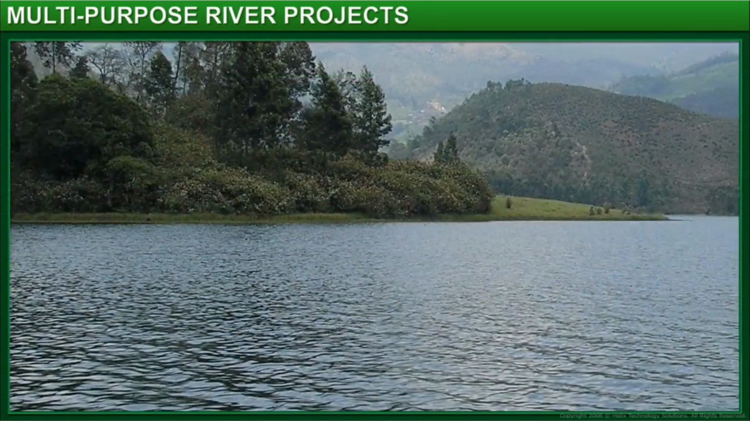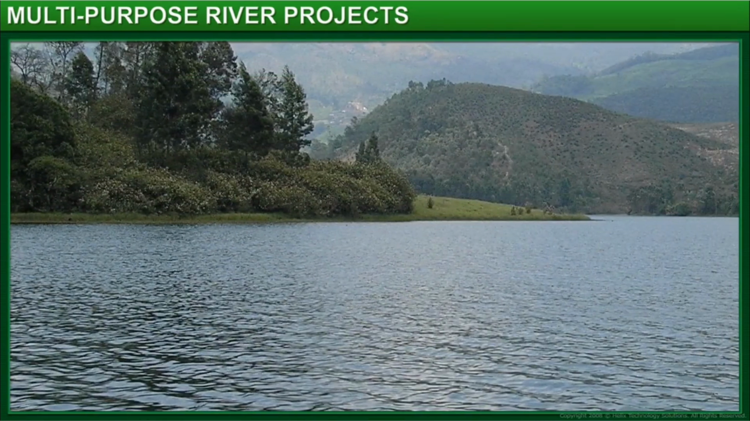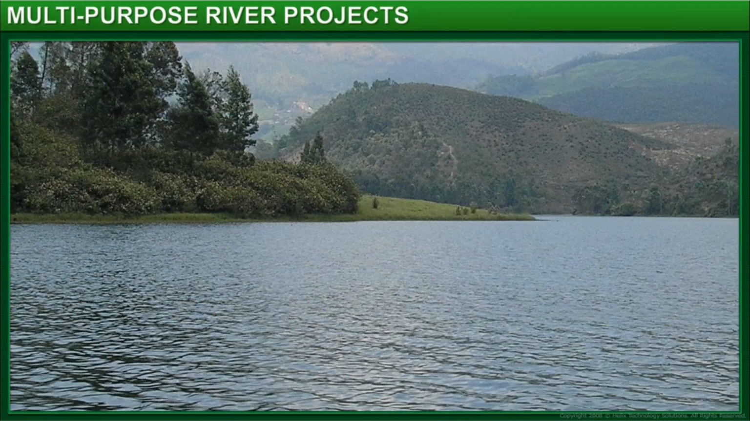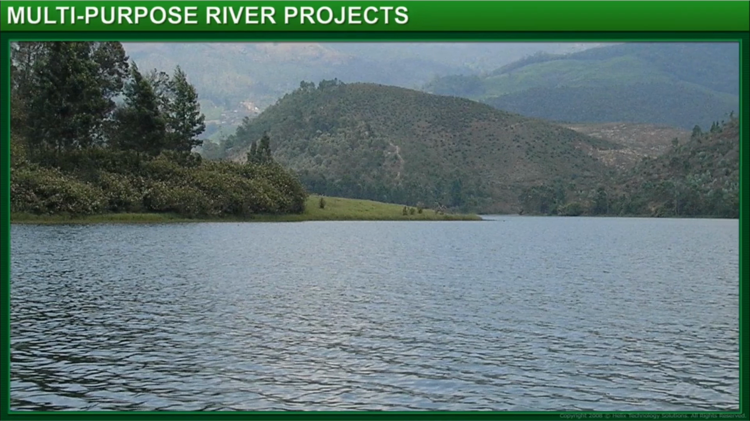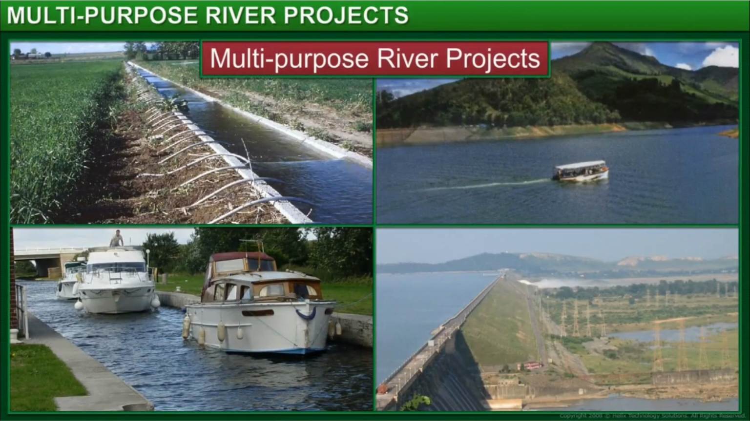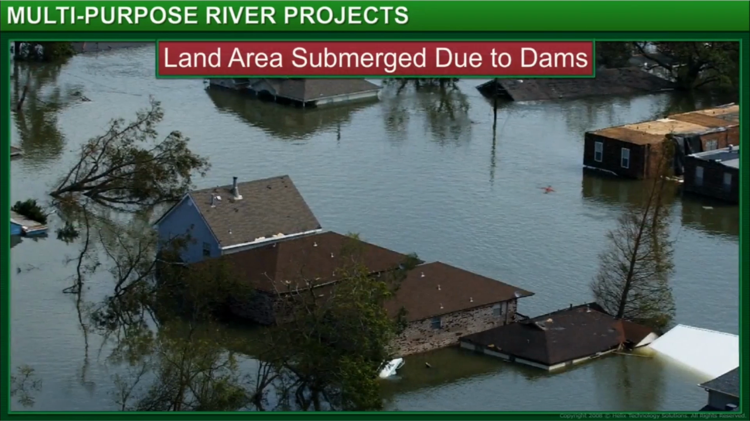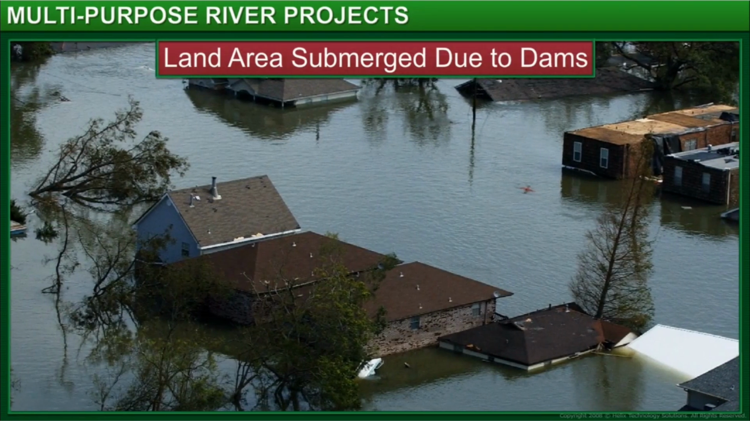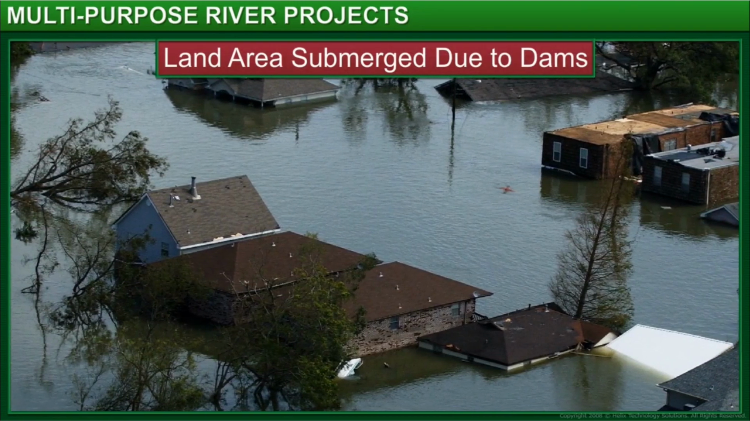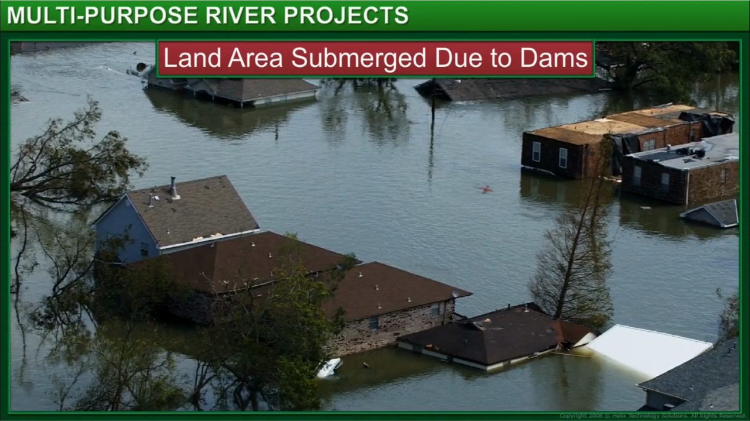Several dams are at scenic locations and have become popular tourist attractions and recreation spots. Dams are called multi-purpose river projects due to the many ways that they offer to manage our water resources. When multi-purpose river projects have so many benefits to offer, why do we hear protests against construction of large dams in India? A dam creates an enormous reservoir of water that submerges vast stretches of the surrounding area.